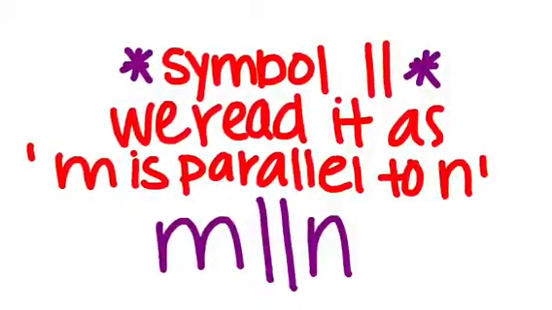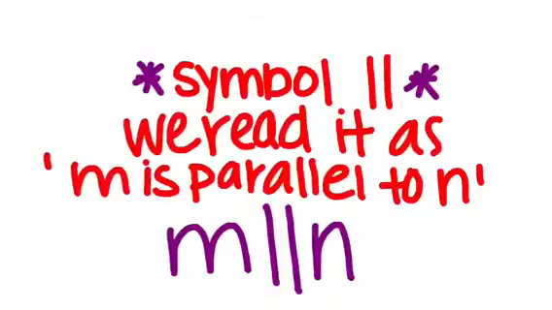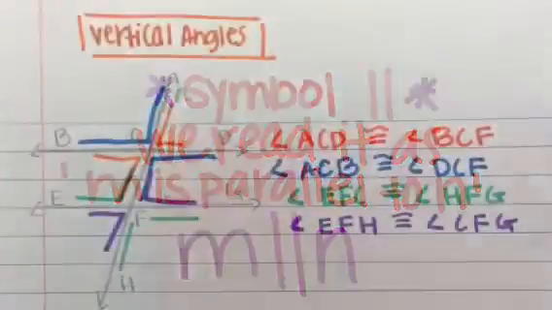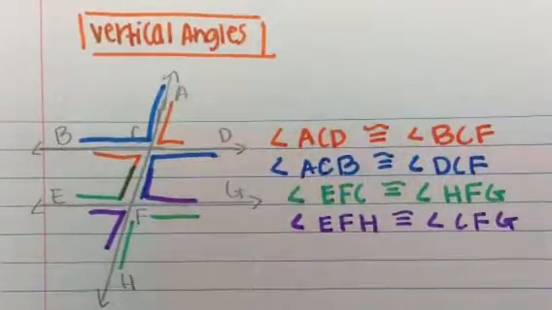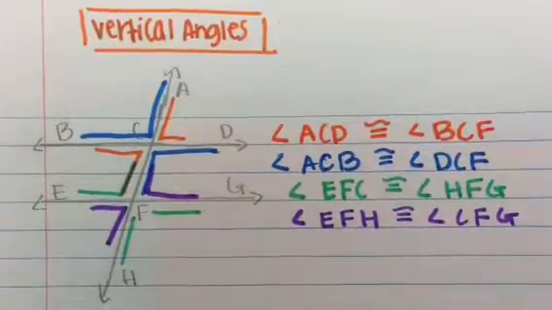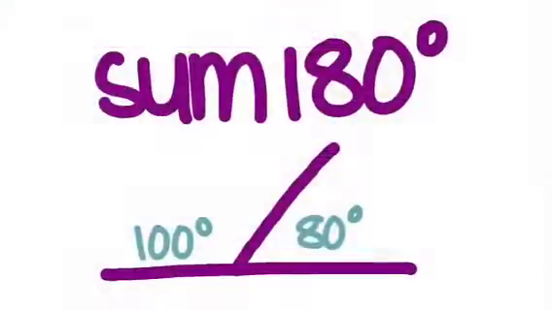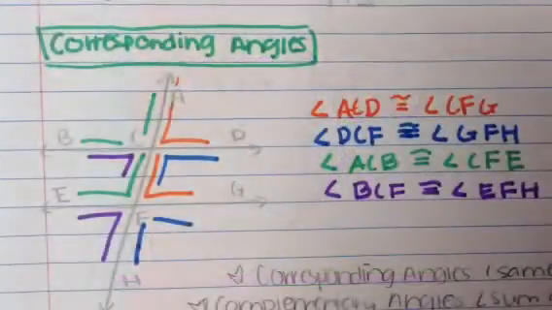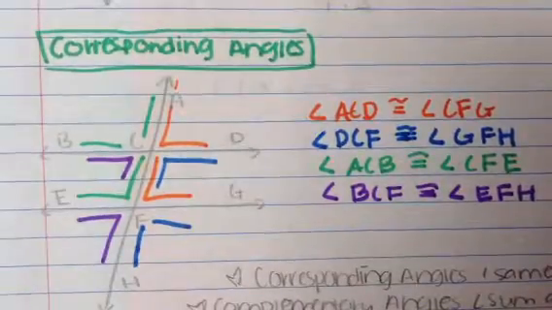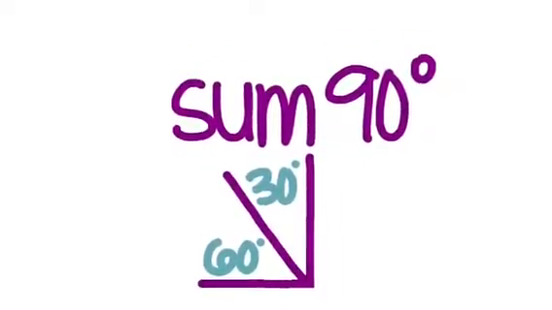The parallel lines here are two vertical lines. In this case, we read it as M is parallel to N, and it's written as M, the two lines, then N. Vertical angles are angles opposite to each other and are presented when two lines cross, meaning they share the same vertex. Supplementary angles are two angles whose sum is 180 degrees. Corresponding angles are angles that occupy the same relative position in opposite directions when a transversal and parallel lines are present. Complementary angles are angles whose sum is 90 degrees.